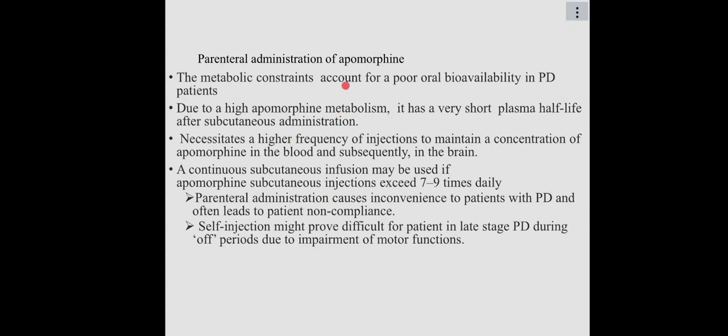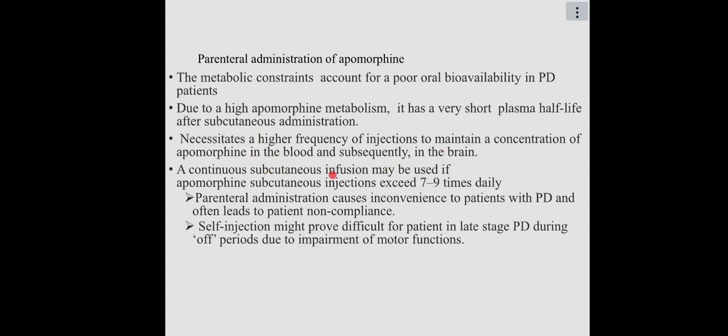Parenteral administration of apomorphine, and now we have to go parenteral because we have seen the oral route is not possible. And you know, the parenteral route has a lot of disadvantages, even in pharmacology. The metabolic constraints account for a poor oral bioavailability in PD patients due to a high apomorphine metabolism. It has a very short plasma half-life after subcutaneous administration. So we are giving it subcutaneous, but again, it still has a challenge because the rate of metabolism is very high. It necessitates a high frequency of injections to maintain concentration of apomorphine in the blood and subsequently in the brain.